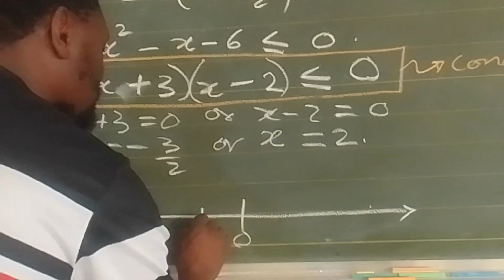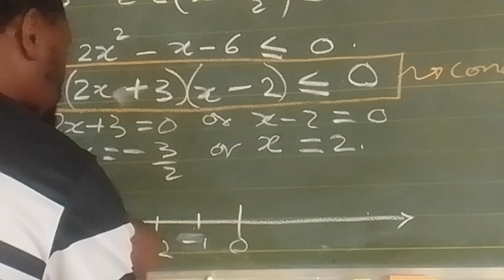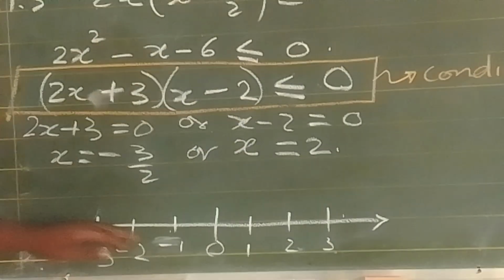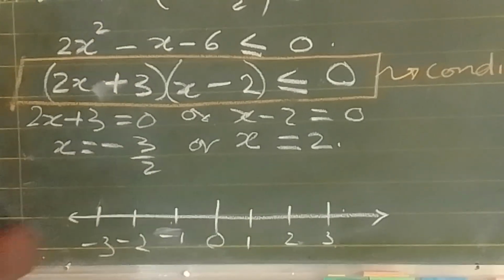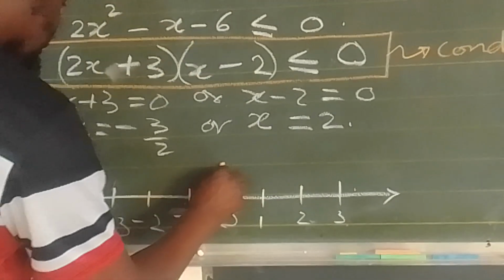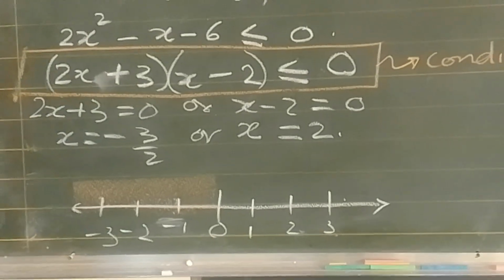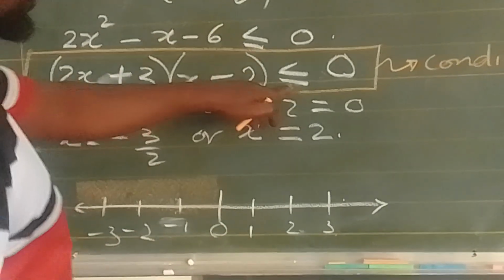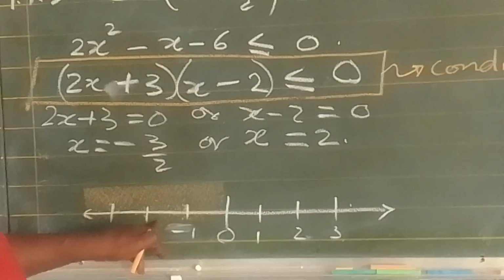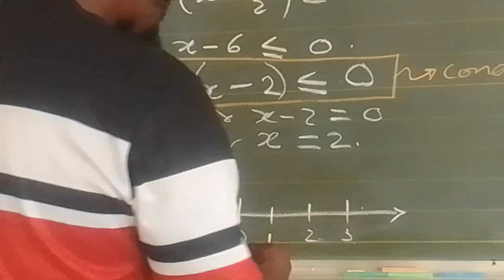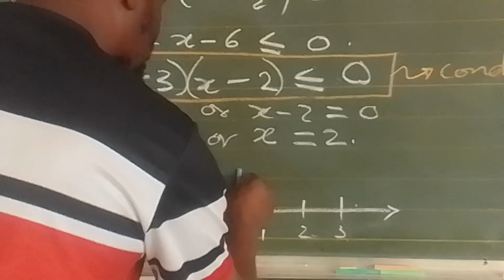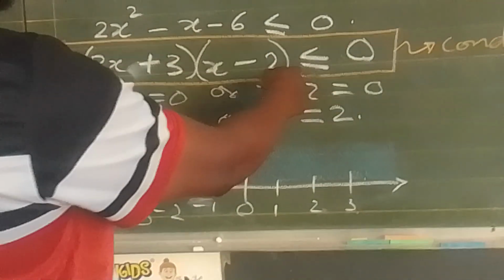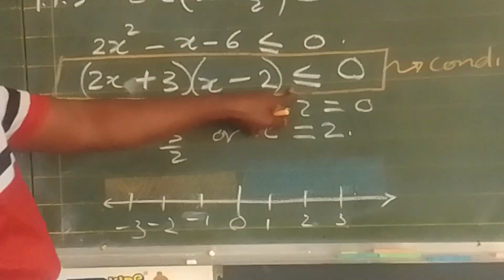0, negative 1, negative 2, negative 3. 1, 2, 3. Anything falling towards this side, it's a negative number. It means it is less. So it is going to be less this side, which is we are looking for a negative number. This side is greater. So we are not looking at the condition of greater. We have everything must be less or equals to 0.